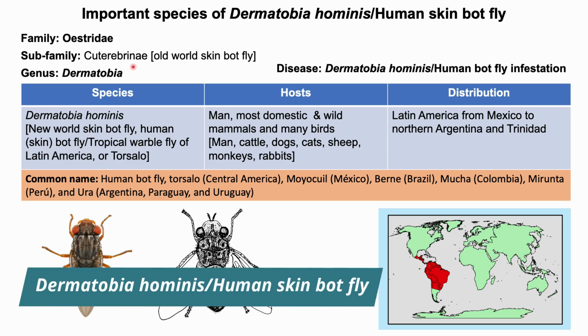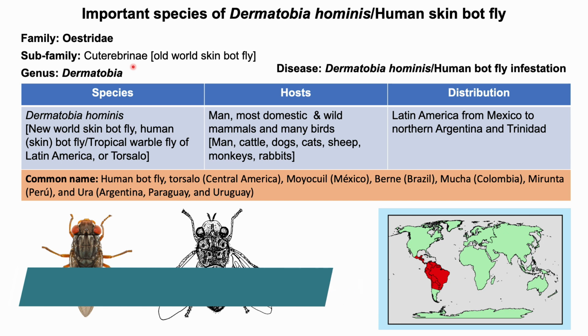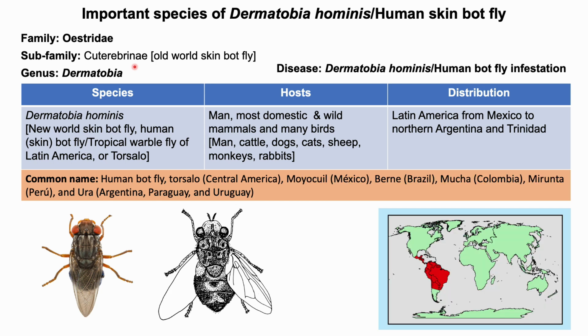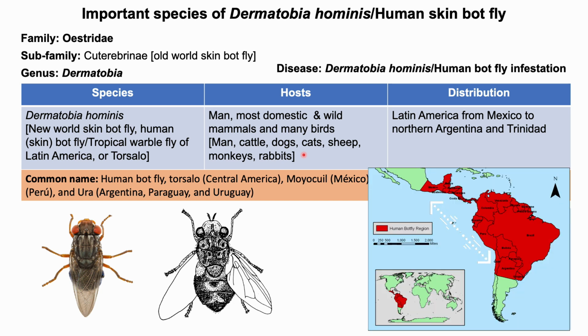There are 2 genera and 58 species under the subfamily Cuterebrinae, and all are distributed in the Western Hemisphere. The most important genus is Dermatobia. Dermatobia hominis under this genus is a neotropical species that frequently parasitizes humans as well as domestic and wild animals, including many species of birds. This fly is distributed in Latin America from Mexico to Argentina.